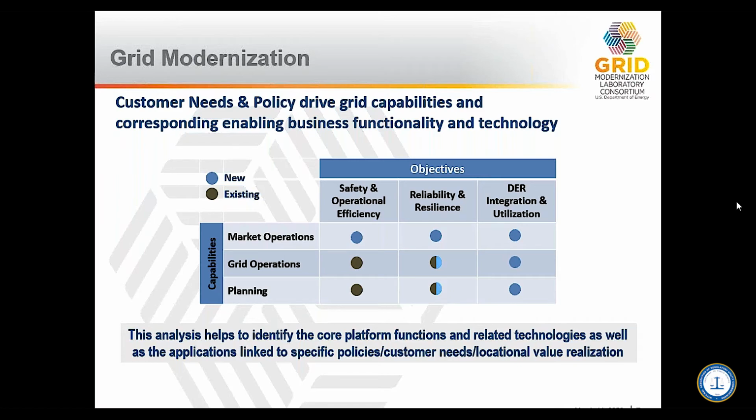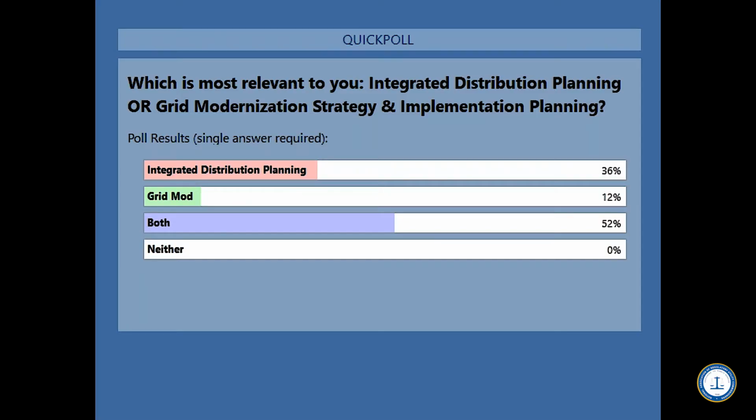Okay, we are working through this. Oh, there it is. Okay, great. So here are the poll results. 36% said integrated distribution planning, 12% said grid modernization, and 52% said both. Thanks, Paul. Yeah, thank you.